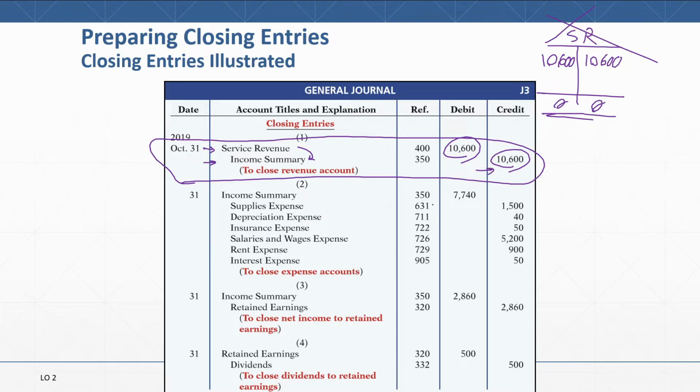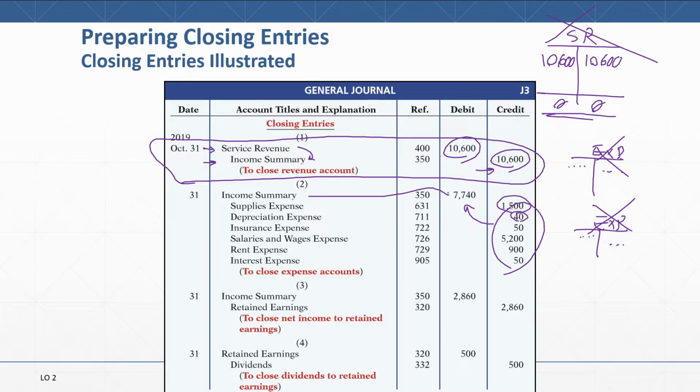The same applies to the expenses accounts. Expenses, all of them one by one, if you remember, had some debit balances, right? Debit balances. Here we are crediting them one by one. We are crediting them and therefore we are closing them. The balance is gone. The summation, of course, goes to income summary account again, as we saw previously.